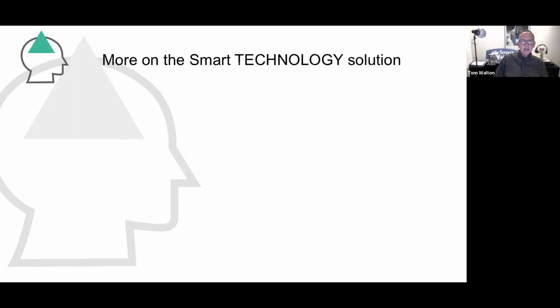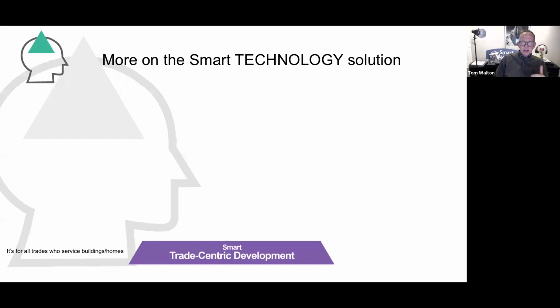Now, I want to talk a little bit about this technology, and I'm going to give you a foundational triangle. The first thing in the triangle is diagnostics, and it's right in the heart of this. You're going to see it. But first and foremost, SMART is a trade-centric development application. And what we mean by that is any trade that services buildings or homes can be benefited by this. I will tell you that it was built primarily on HVAC because it's one of the more technical trades, but it's for all trades.